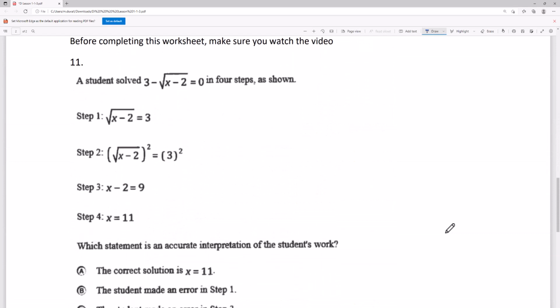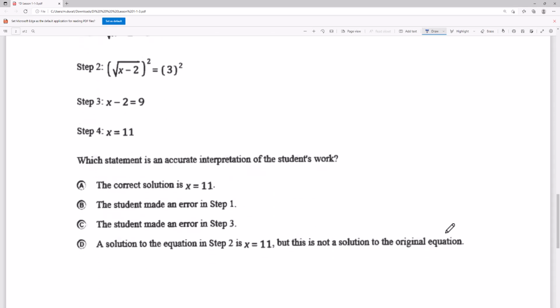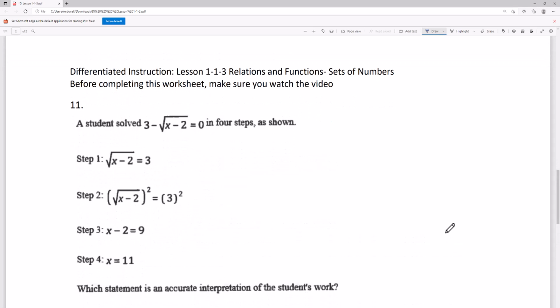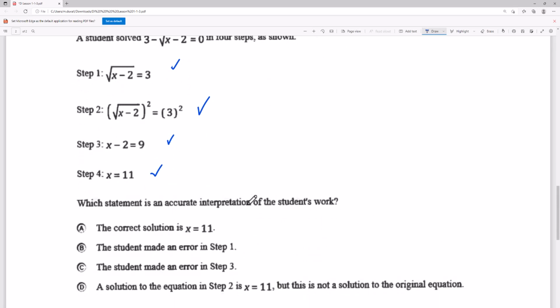It says a student solved that statement, 3 minus the square root of x minus 2 equals 0 in 4 steps. And then it's asking which statement is an accurate interpretation of the student's work. Okay, so it looks like the first step, the student added that to that side, right? Because it was negative and it was positive. So that looks good so far. Then squared both sides. So if they squared both sides, that looks good so far. And so now you have x minus 2 equals 9, so that looks good so far. And then you have x equals 11. That looks good. So it says, which is an accurate interpretation of the student's work?